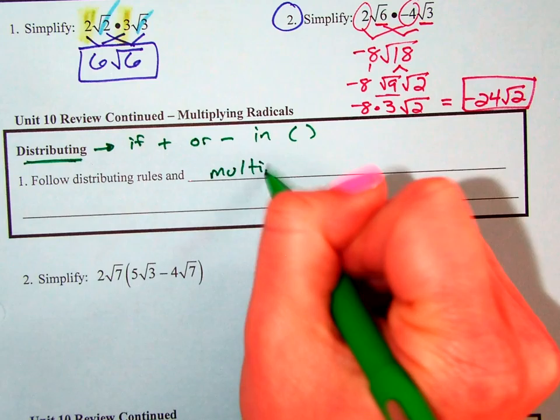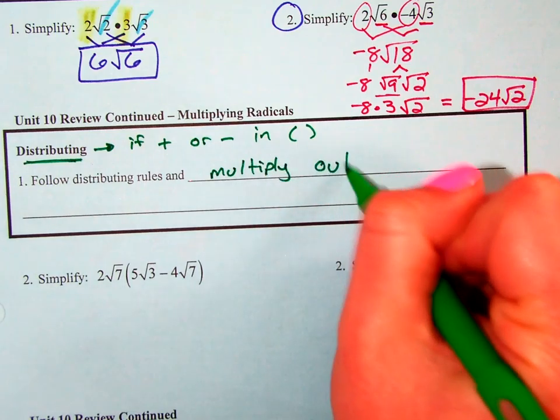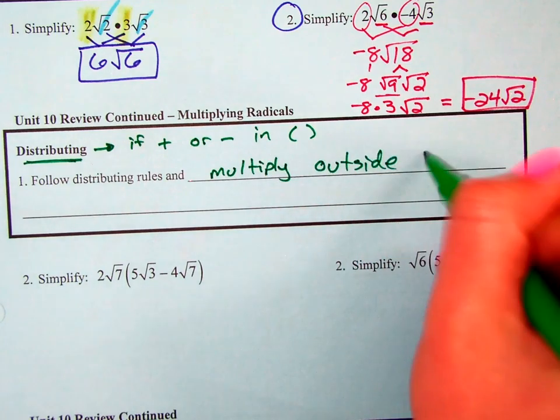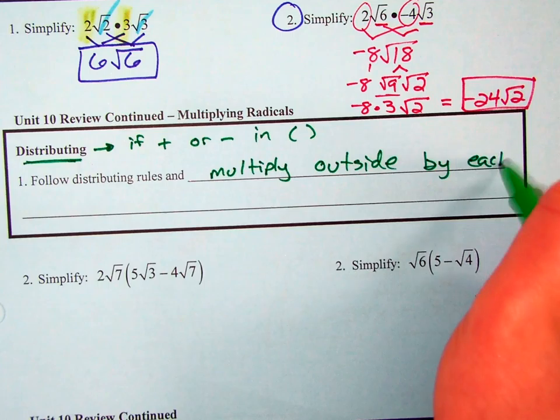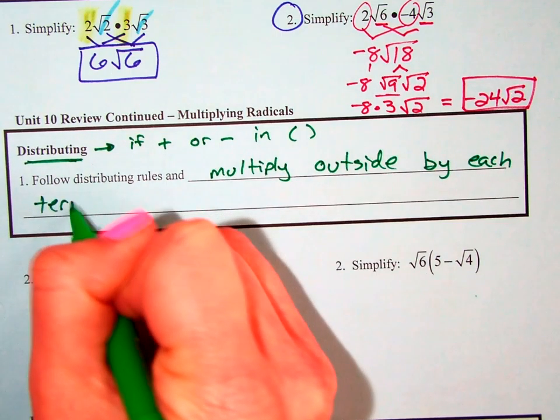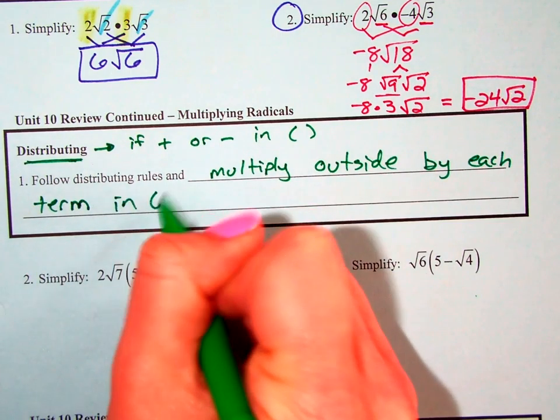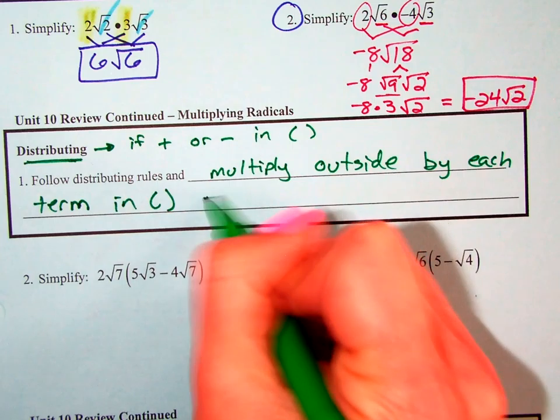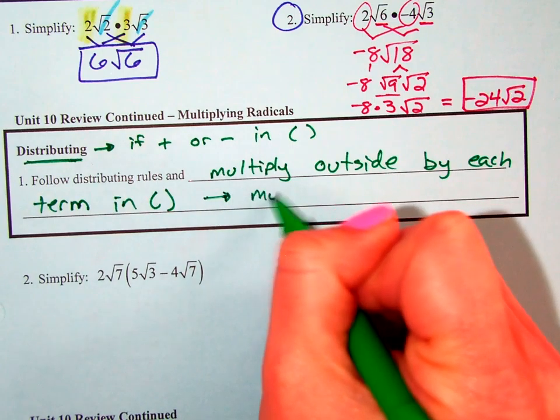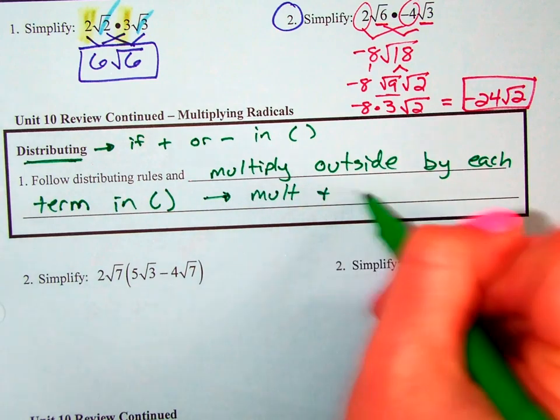If there is, then you're just going to follow the distributing rules and multiply the outside by each term in the parentheses. Remembering that you multiply and then simplify.